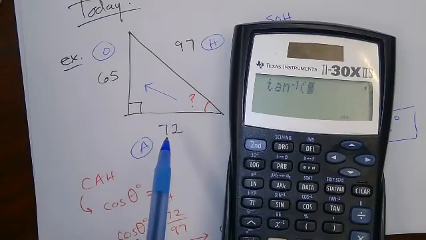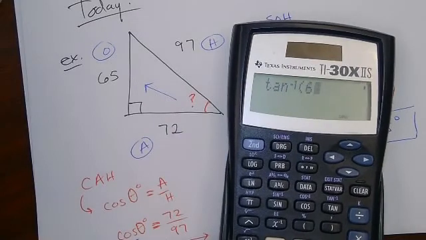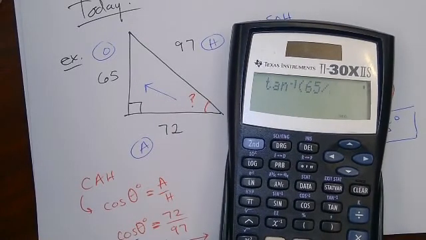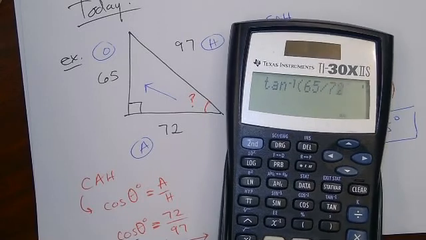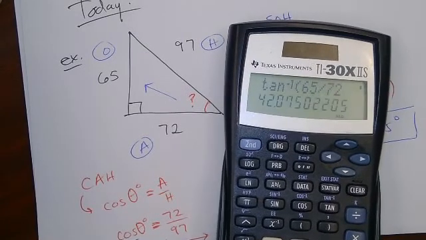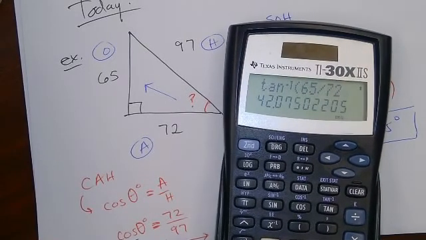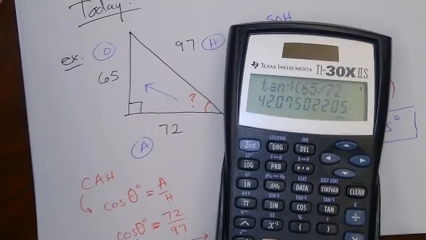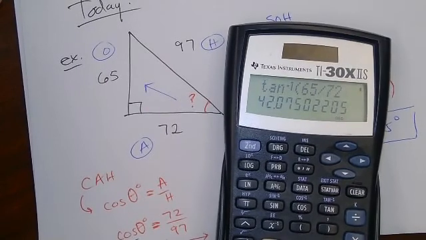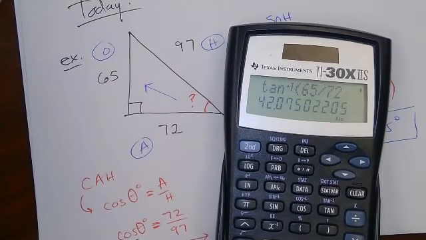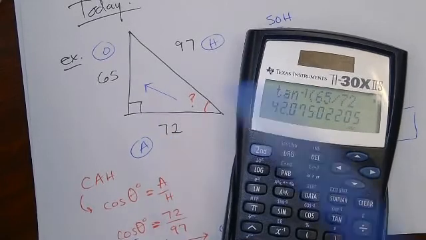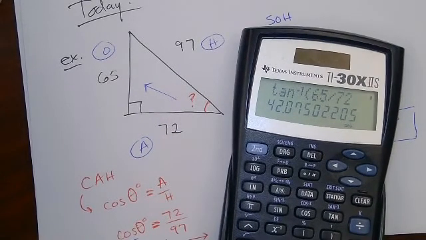That'll be tangent inverse of what? Opposite over adjacent, 65 over 72. Just to check that, even if I were to use tangent, you guys see it? You're getting the same angle measure. Do you have to use all three? No, I'm just showing you it doesn't matter which one you use.